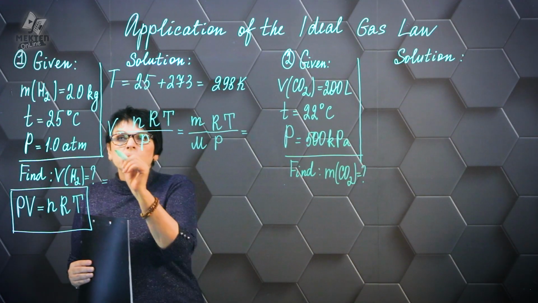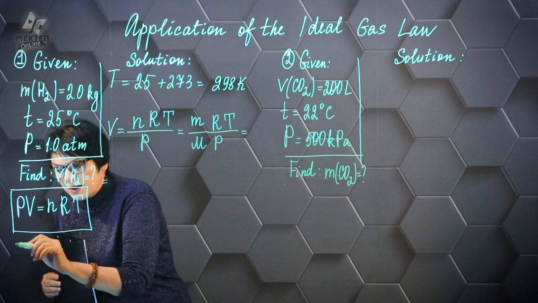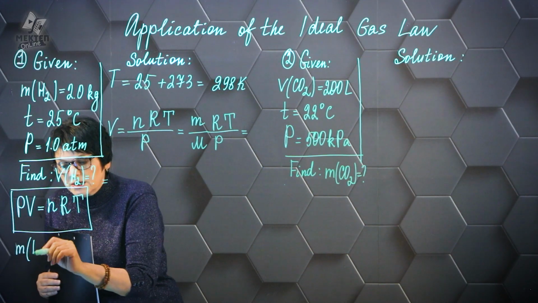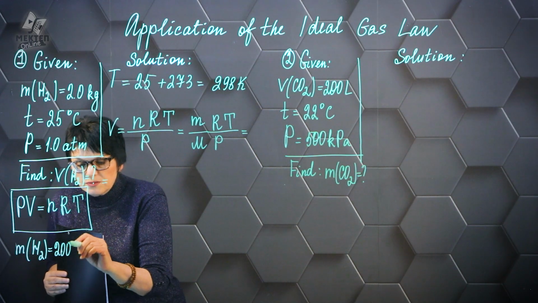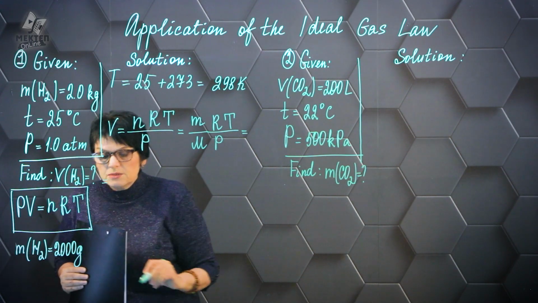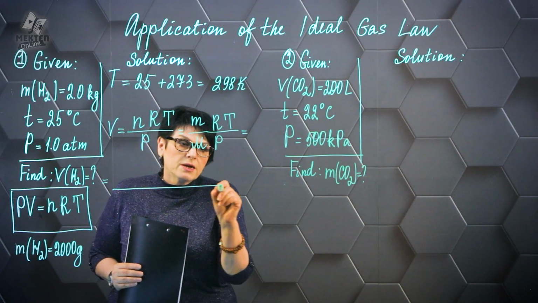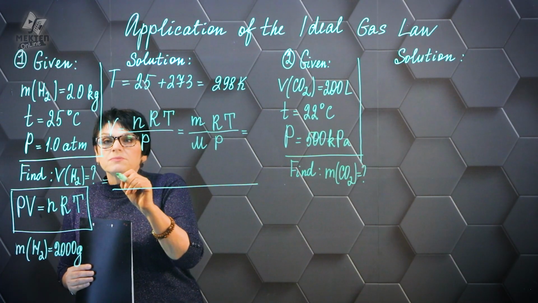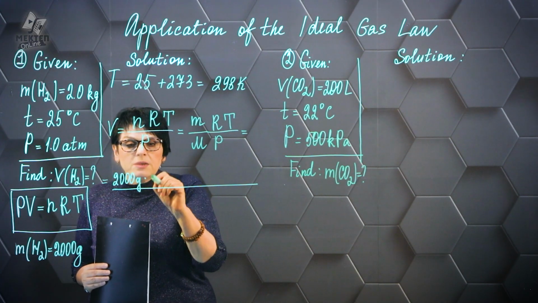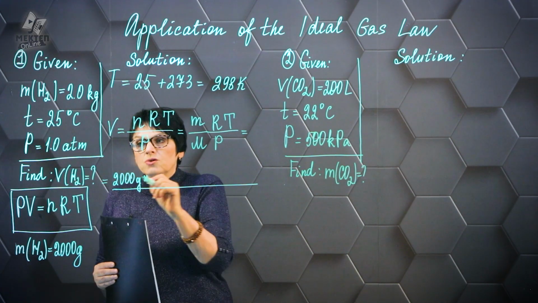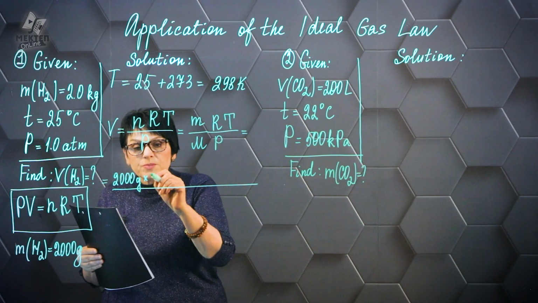Let's make a substitution, but let's not forget that we have the mass of hydrogen in kilograms, and we work with molar mass, which is calculated in grams per mole. Then we will convert the mass into grams. It is 2,000 grams. Now let's make a numerical substitution for the calculation. So the mass of hydrogen is 2,000 grams, multiplied by the gas constant. But note, we've got the pressure in atmospheres, so we need the universal gas constant.